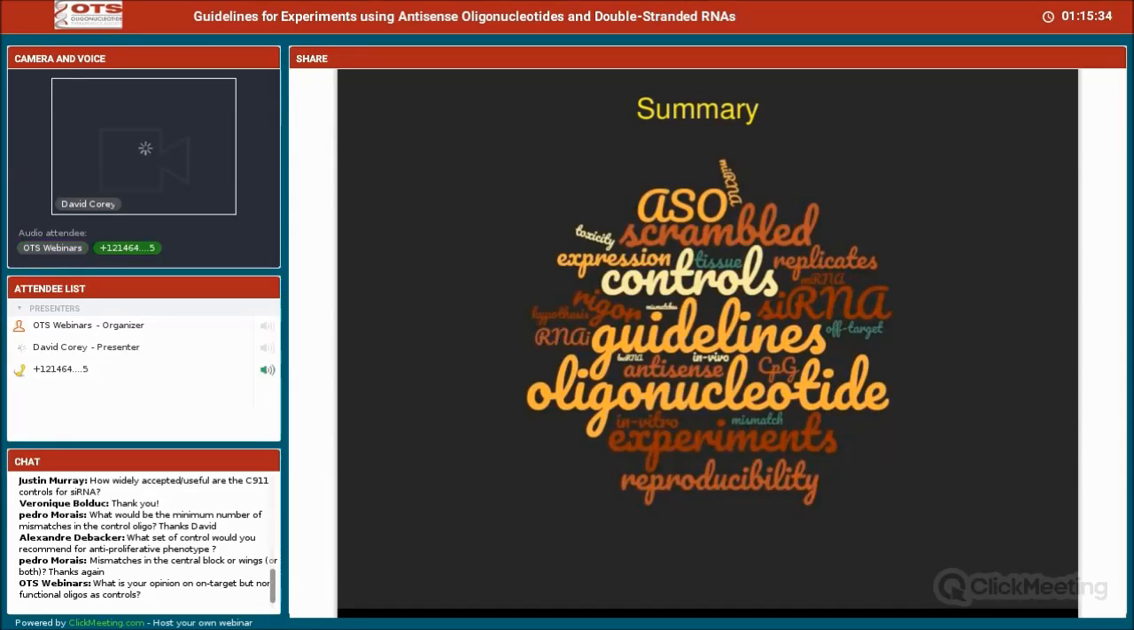What is your opinion of on-target but non-functional oligonucleotides as controls? I mean, I wouldn't really view those as controls, but they are kind of part of your experiment. For example, let's suppose you screen, if you're an academic lab, you screen 10 oligos. If you're Ionis Pharmaceutical, you screen 100. Many of those aren't going to work. I would like to see that initial screen as supplemental information. I think it's very valuable information.